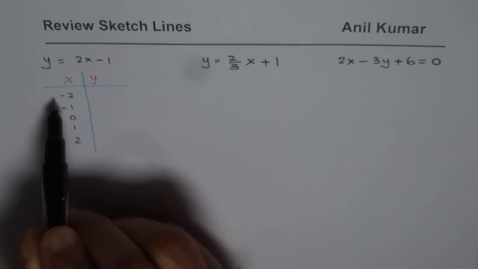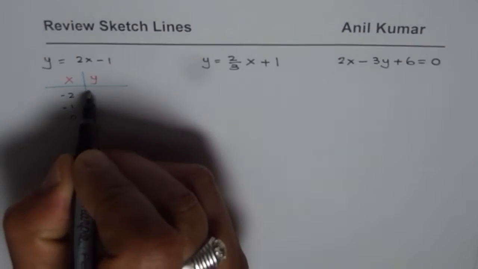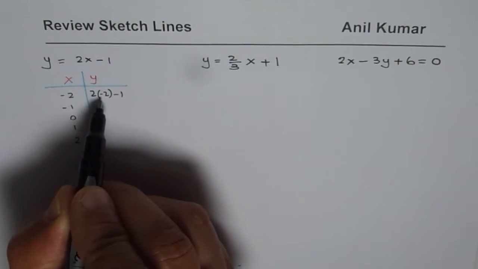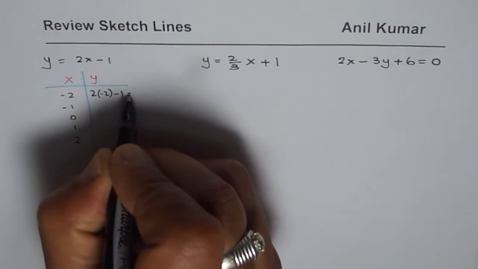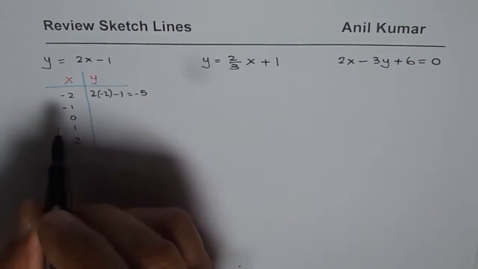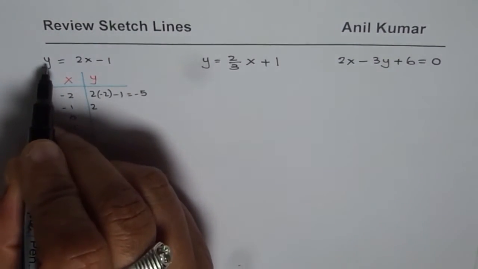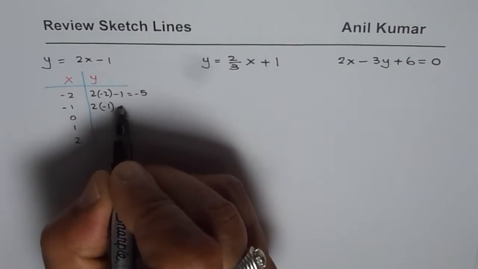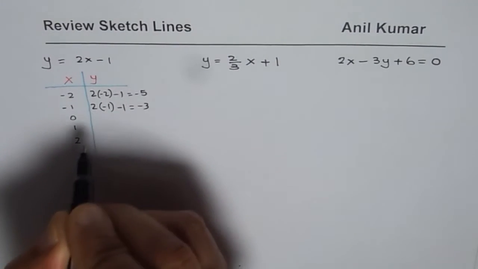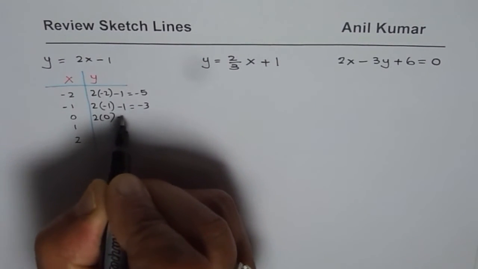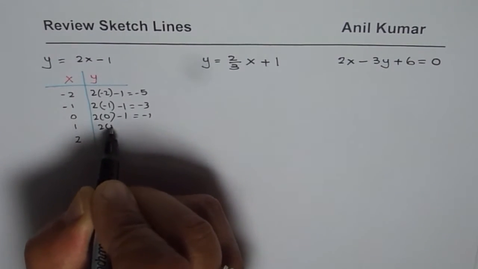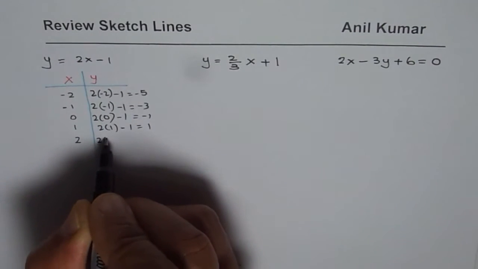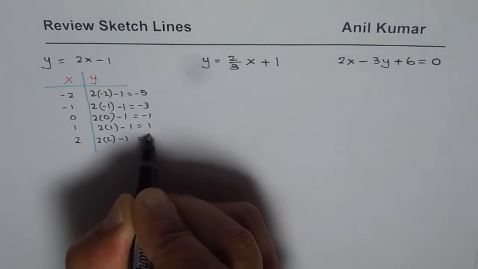Okay, so if I substitute minus 2 for x, what do I get? We can write 2 times minus 2 minus 1. 2 times minus 2 is minus 4. Minus 4 minus 1 is minus 5. Similarly, let's calculate the second value of y at minus 1. So x is replaced by minus 1. So it is minus 2 minus 1, which is minus 3. Now you replace x with 0, calculate again. Then replace x with 1, calculate. So you get 2 minus 1. Then 2 times 2 minus 1, 4 minus 1 is 3.